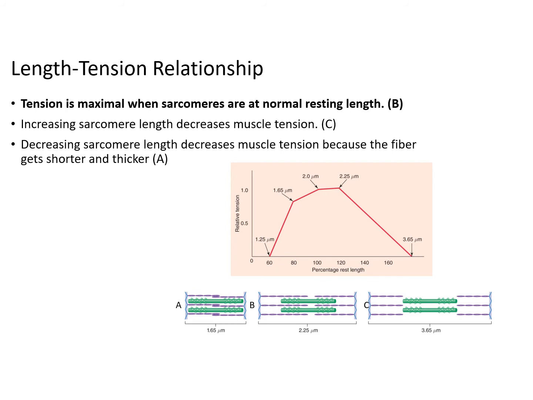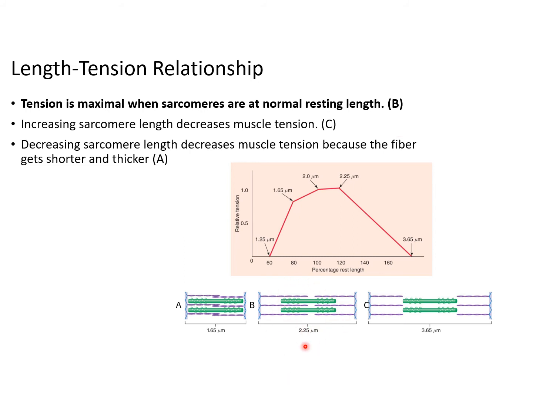Now, another concept that we want to talk about is the length of a muscle sarcomere and the tension. Muscle tension is basically the force that's going to be applied during that muscle contraction, basically how forceful that muscle contraction is. That's the definition of muscle tension. For you to have maximal tension, it is going to be achieved when the sarcomeres are at normal length during their resting period.